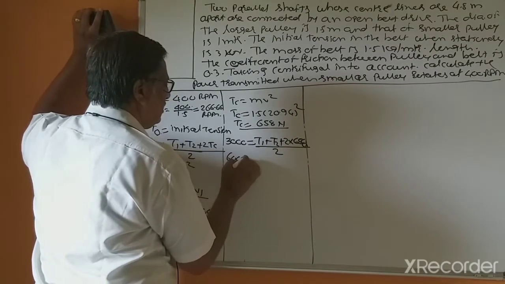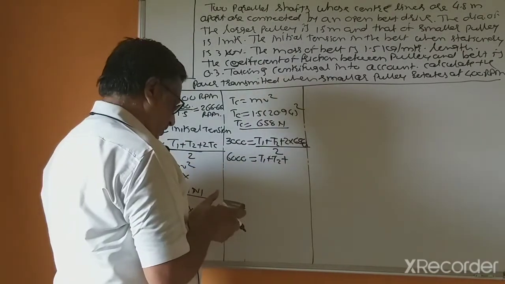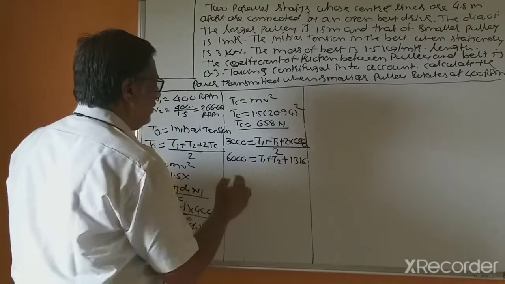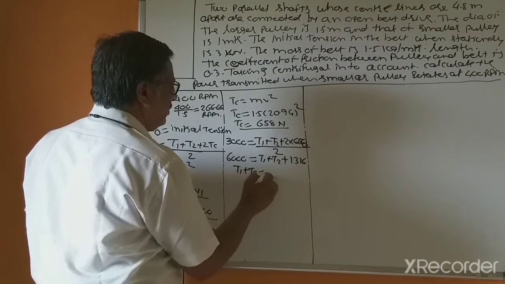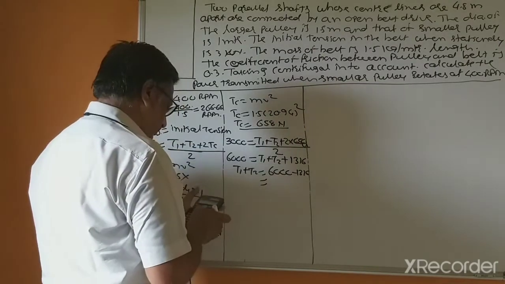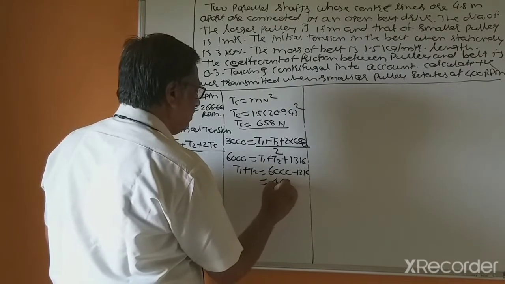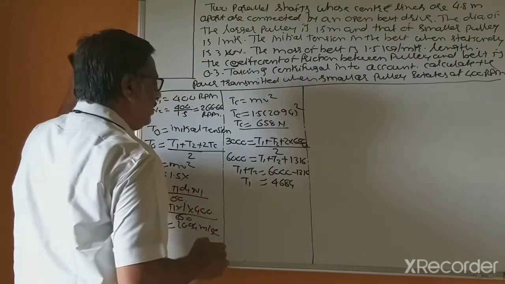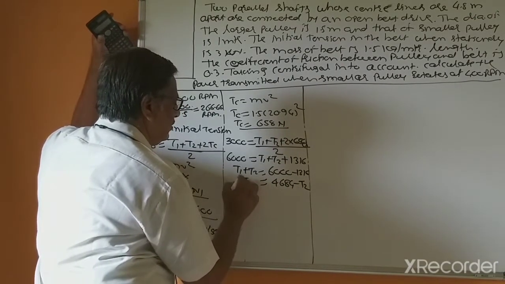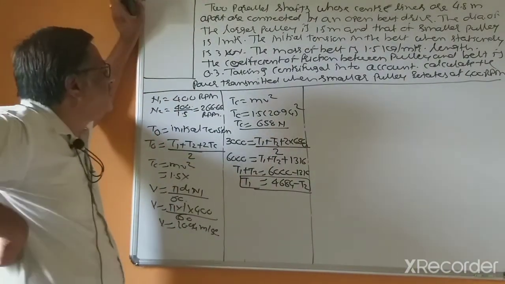So this is 6000, T1 plus T2 multiplied by 2, 131.6, or T1 plus T2 equal to 4684. This is one relation, right? This is one relation.